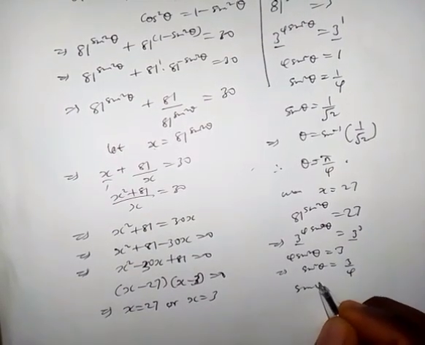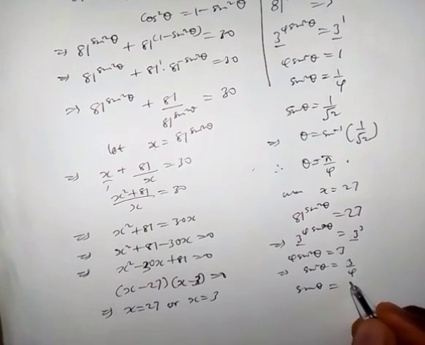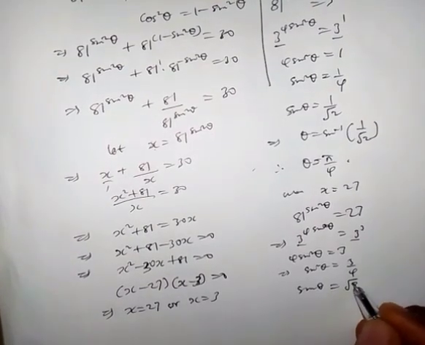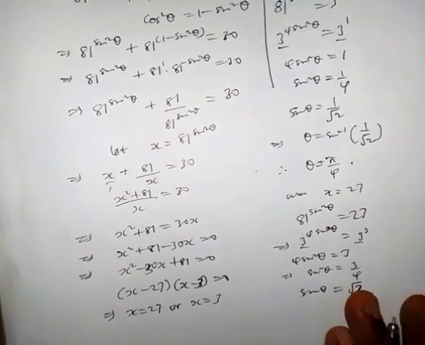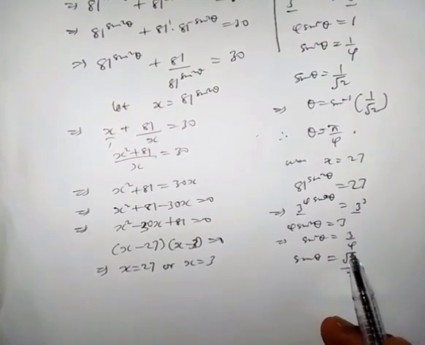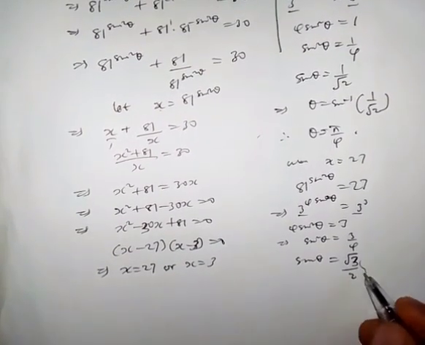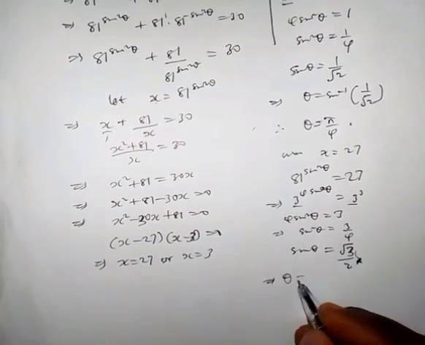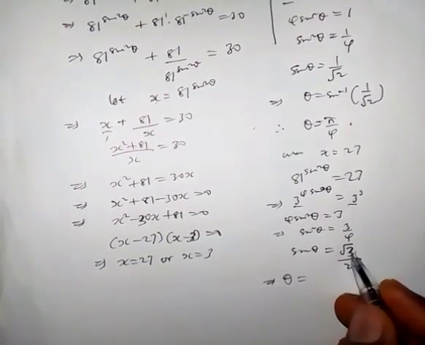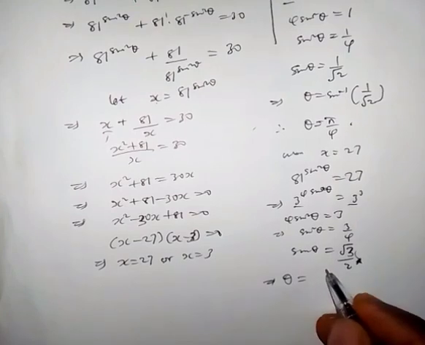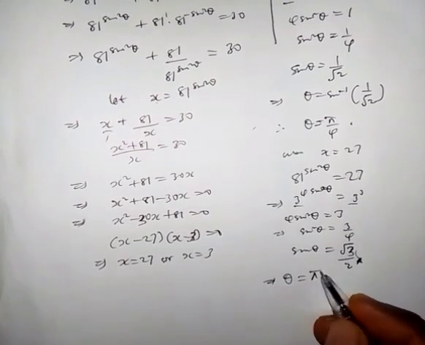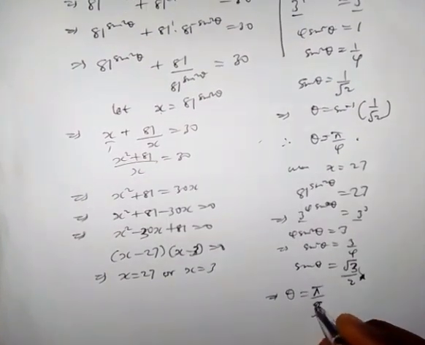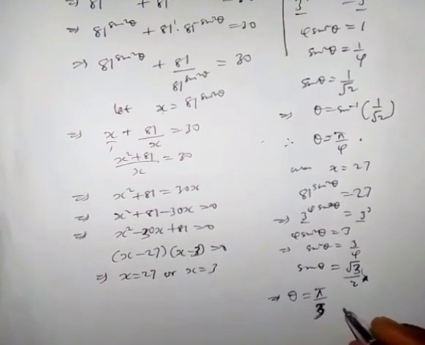When we take the square root of both sides, we have square root of 3 over 2, because the square root of 4 is 2. So this implies that theta equals, when we take the arc sine of root 3 over 2, we have 60 degrees, which is pi over 3.